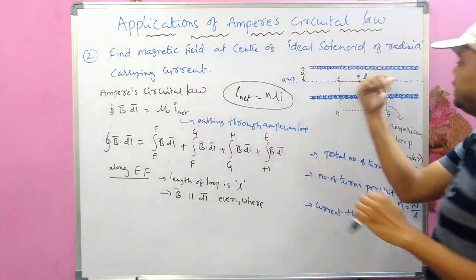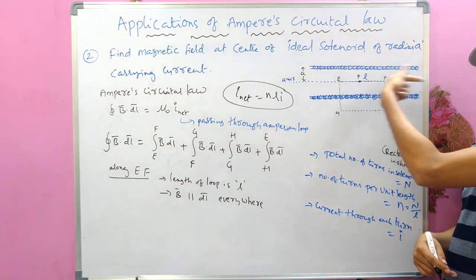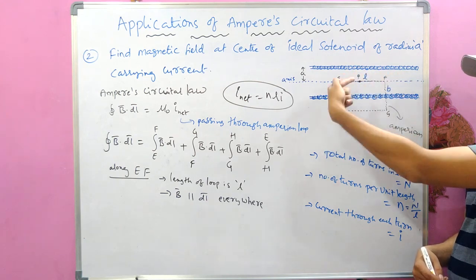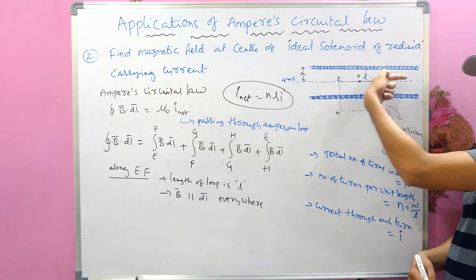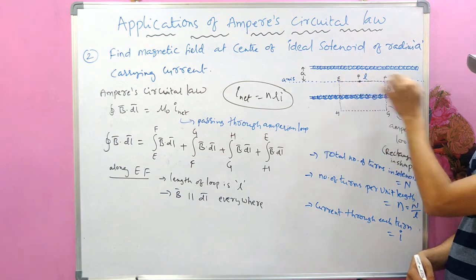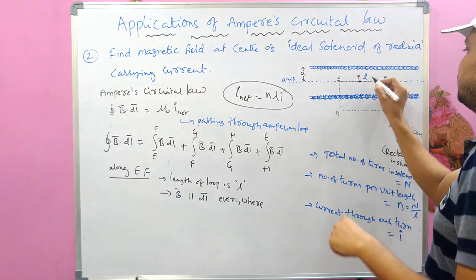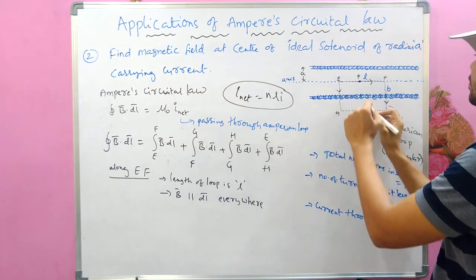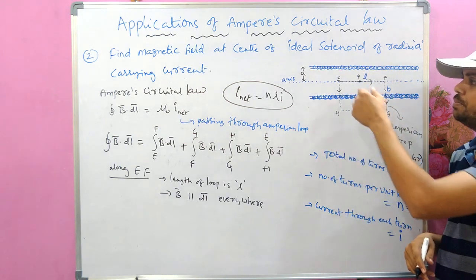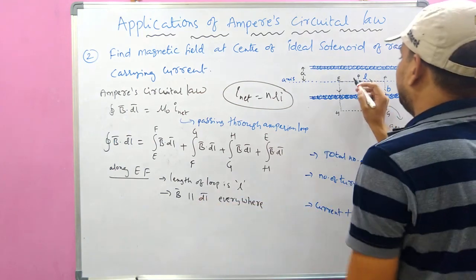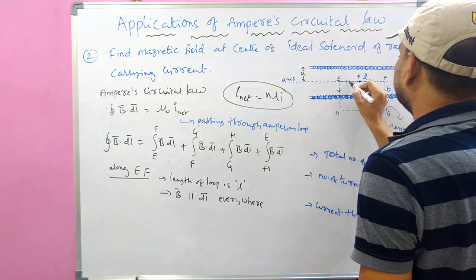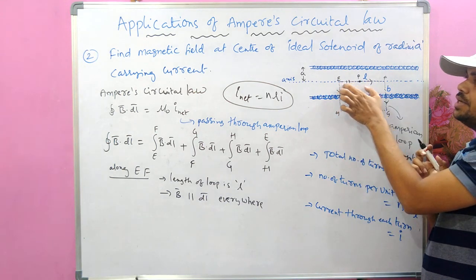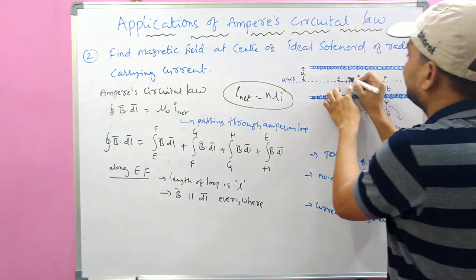See, the magnetic field direction is along the axis in the interior of the solenoid. Magnetic field direction is along the axis, and the length is like this. I've taken my loop like this. So B and dl, what is dl? This is dl, the small segment on this side, EF is dl.